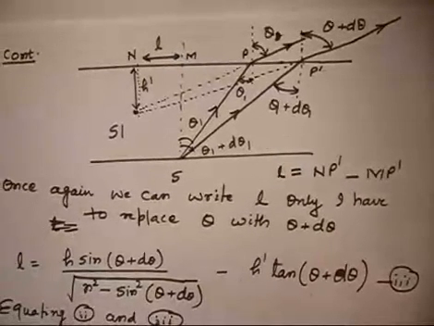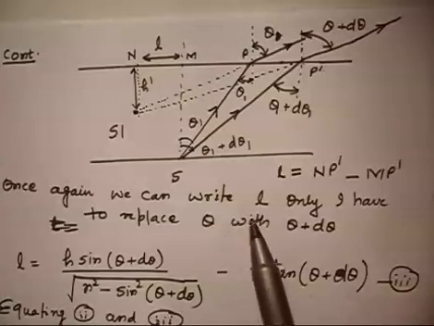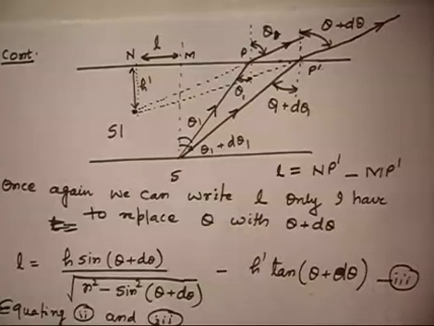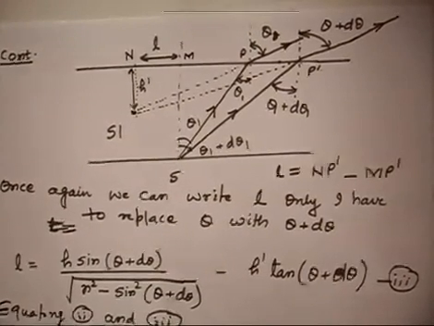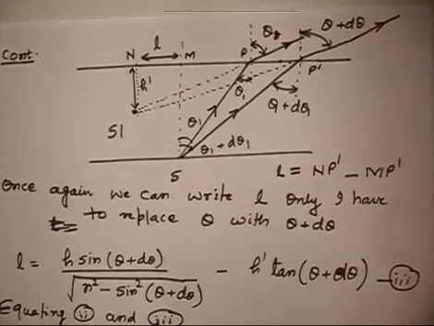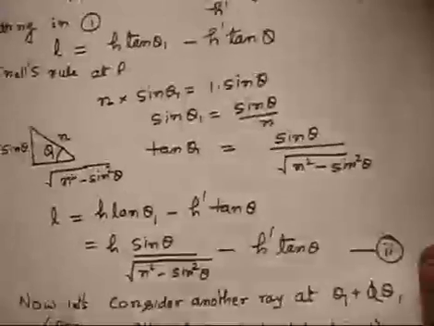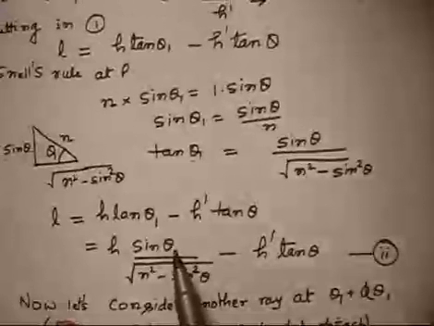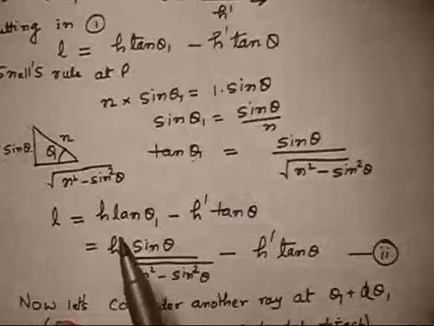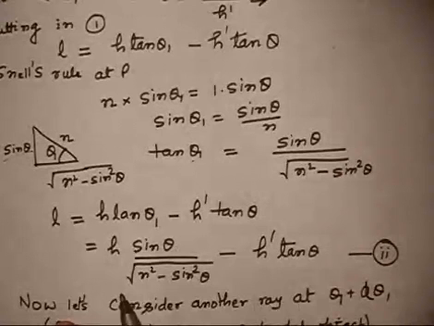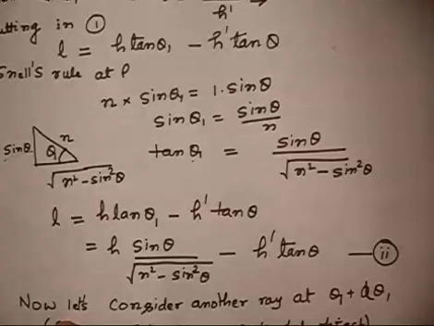Now I will not do any calculation. If I simply replace theta with theta plus d theta, I should get the same result that I got earlier. So what will be the lateral shift? I have the expression. If I simply replace theta by theta plus d theta in that expression, I will again get the lateral shift, because the only thing that changes this time is that theta becomes theta plus d theta.